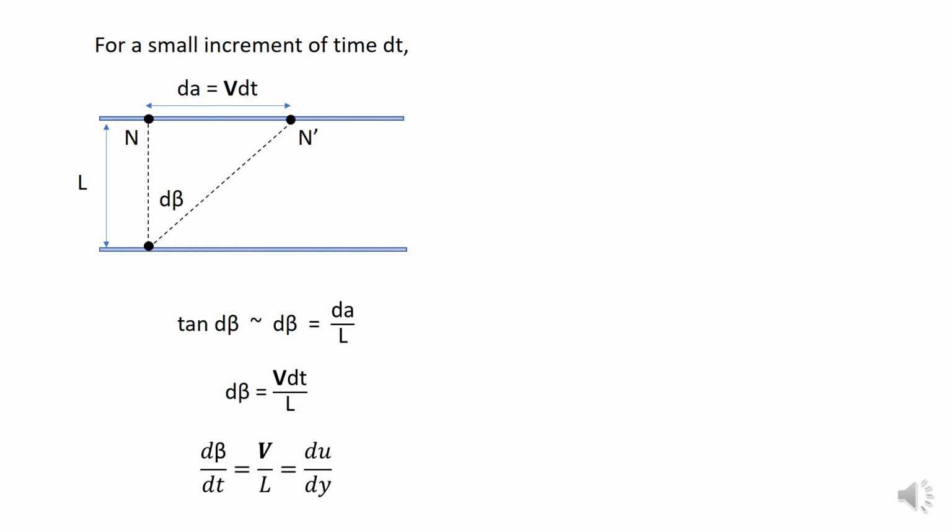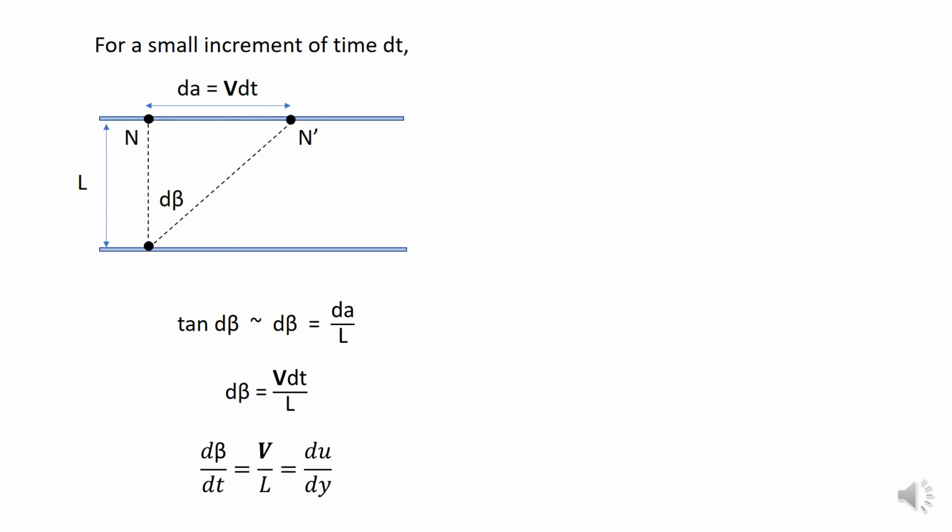If d beta is very small, tan d beta is approximately equal to d beta, which is equal to dA divided by L, which is equal to V into dt divided by L. Or we can write d beta divided by dt will be equal to V by L. We have already defined V by L as equal to du by dy by defining the velocity profile. So d beta by dt will be equal to du by dy.